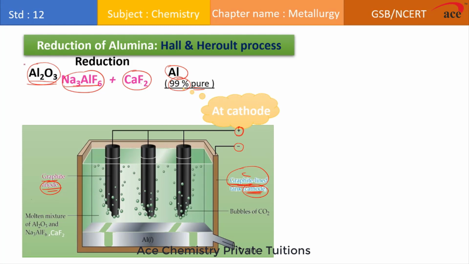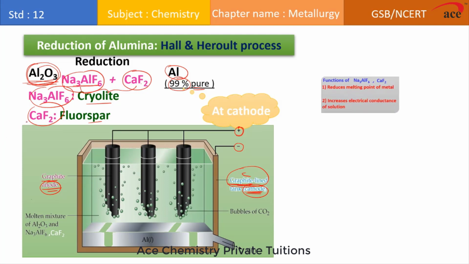Now, this is basically electrolysis of alumina, but along with alumina we are adding two other electrolytes. One is referred to as cryolite, that is Na3AlF6, and another one is referred to as what? Fluorspar. So a very important question comes up here, students. Why are we adding these two other electrolytes along with the molten alumina?